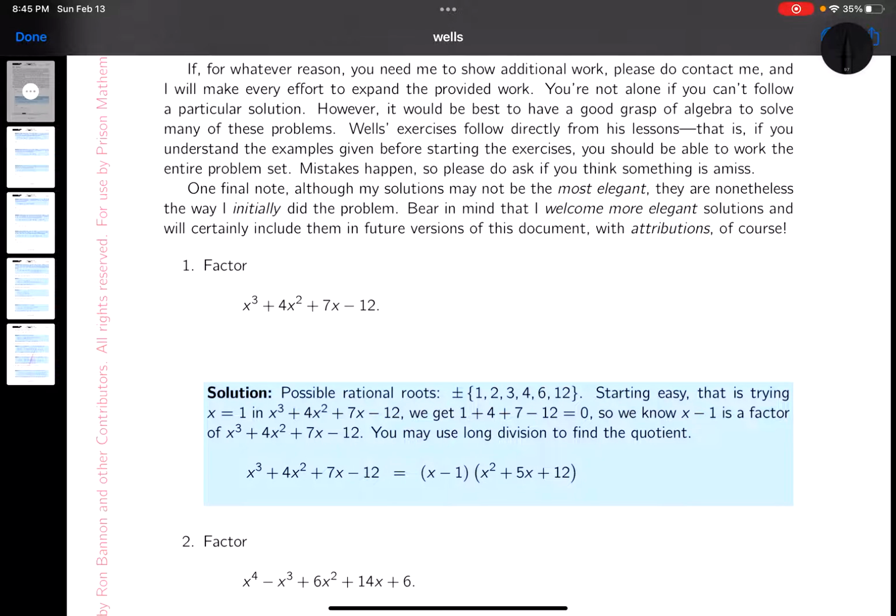Okay, so we have a polynomial here, and we're being asked to factor it. Certainly, I'm not going to say you can't do it just by looking at it by trial and error, but the problem is it's not an easy pattern to recognize. So what we do is we use what's called the rational root theorem.